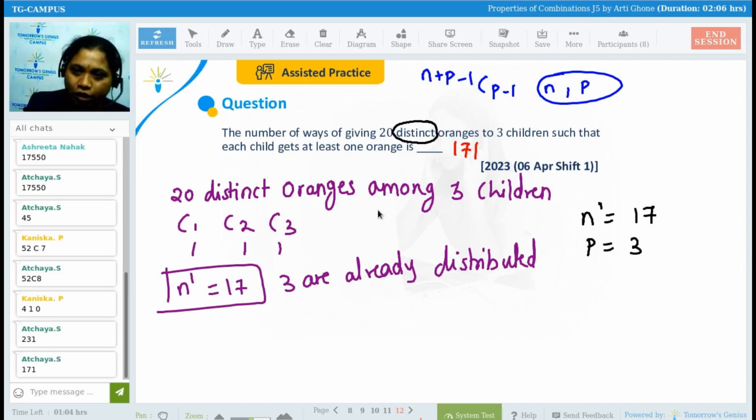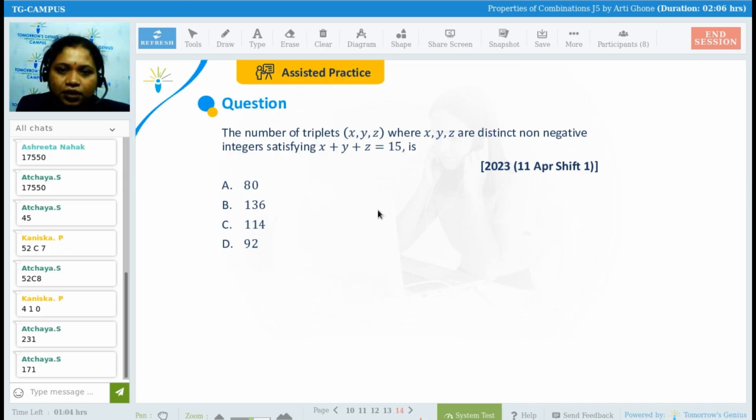There are 20 distinct oranges. So students may get confused with the word distinct, and that's why they have credited the bonus marks for the question. Clear? Okay. Because the combination for distinct objects is different from the combination for identical objects, and the Beggars method is obviously applicable for alike objects only. Clear? Okay. So that's why this is a bonus question. Clear? Okay. Now, next one.